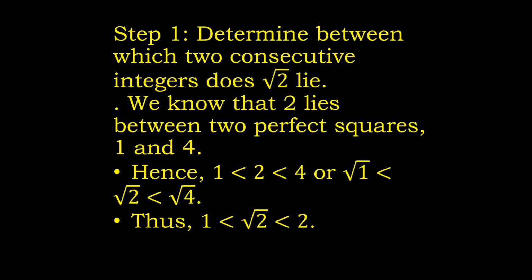Here is the first step. Determine between which two consecutive integers the square root of 2 lies. We know that 2 lies between two perfect squares, 1 and 4. Hence, 1 is less than 2 and 2 is less than 4. Or the square root of 1 is less than the square root of 2, and the square root of 2 is less than the square root of 4. Thus, 1 is less than the square root of 2 and the square root of 2 is less than 2.